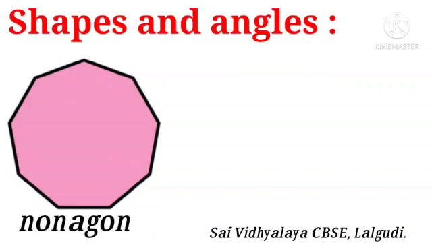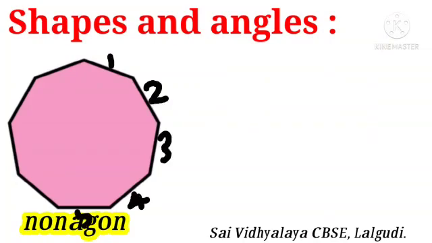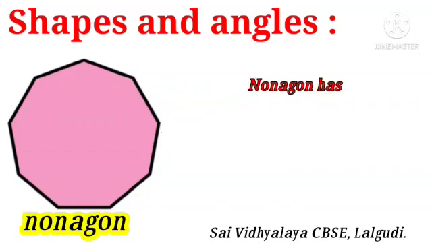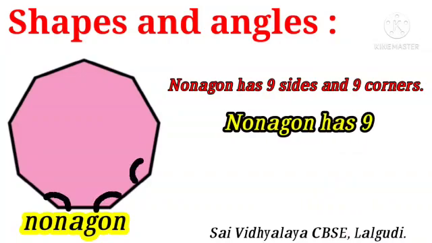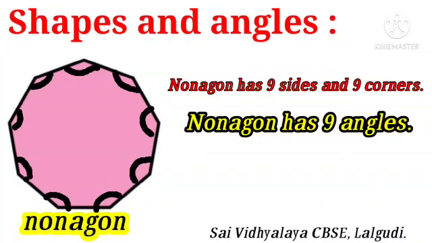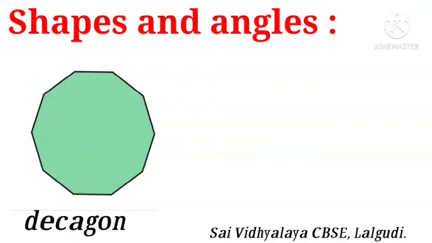Next, nonagon. N-O-N-A-G-O-N. Nonagon is a 9-sided polygon. It has 9 sides and 9 corners. Now let's draw angles inside nonagon. Nonagon has 9 angles.